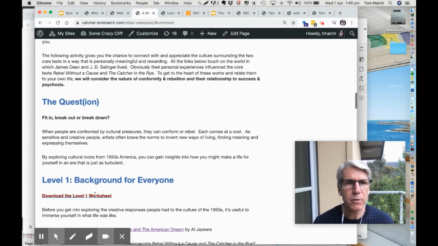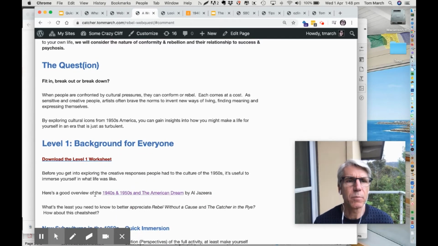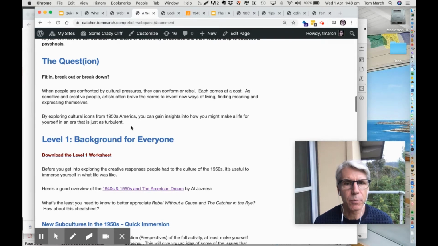Then we get down to the question, as mentioned, fit in, break out, or break down, but further elaborated upon here. And just the notion here is that by exploring cultural icons from the 1950s America, you can gain insights into how you might make a life for yourself in an era that is just as turbulent. So that's where it's about you, the 1950s, and these two core texts.